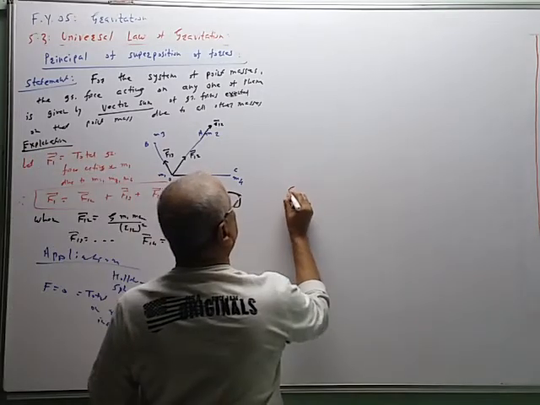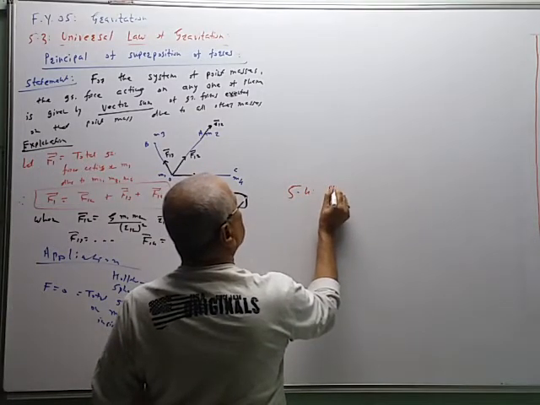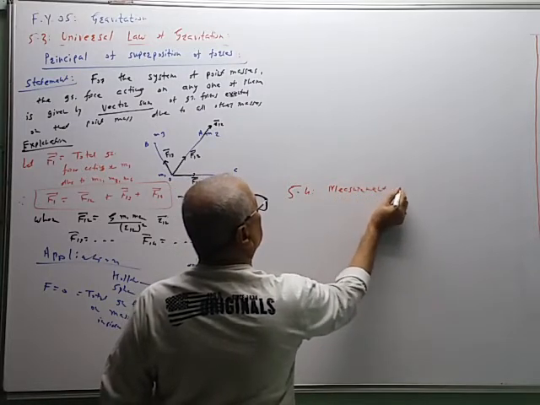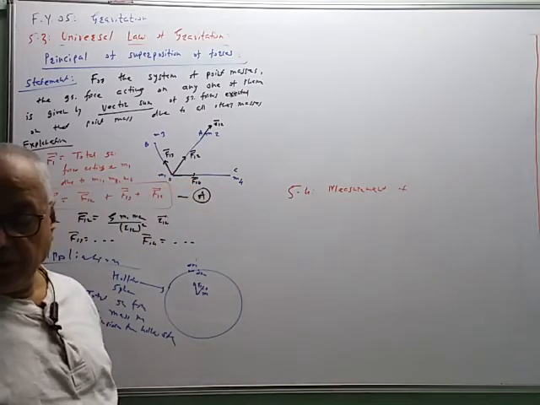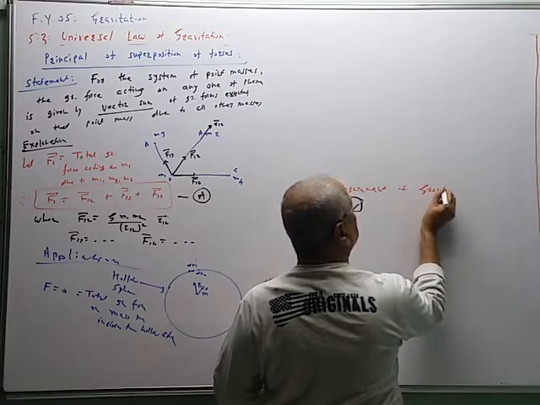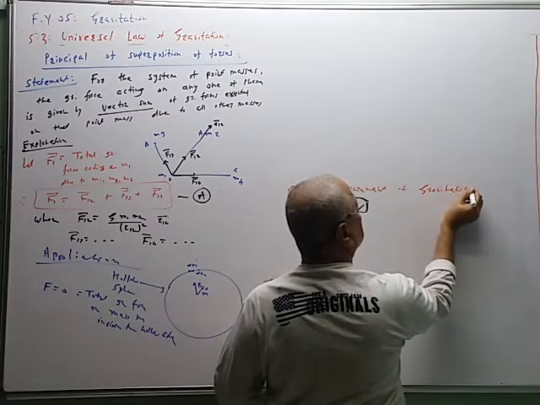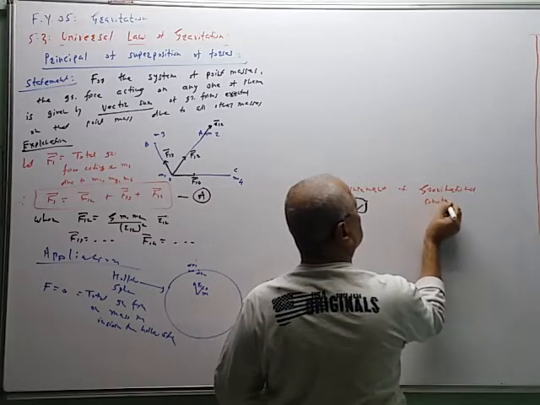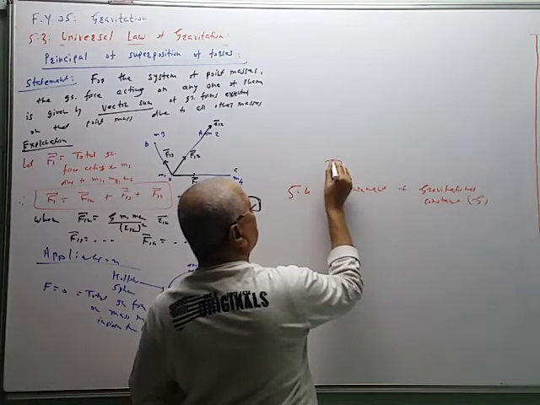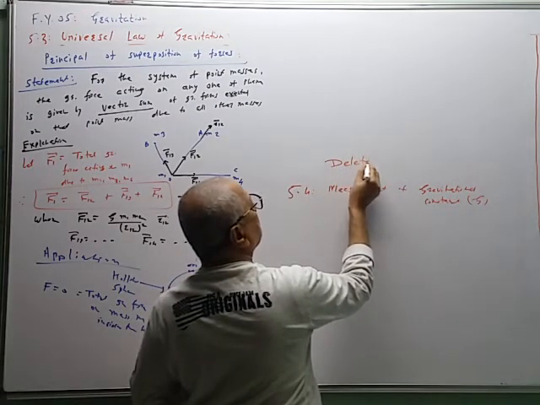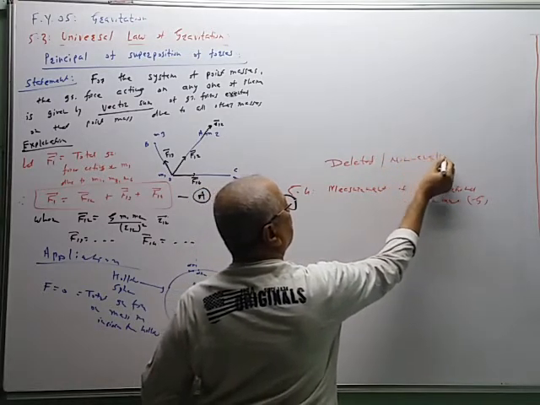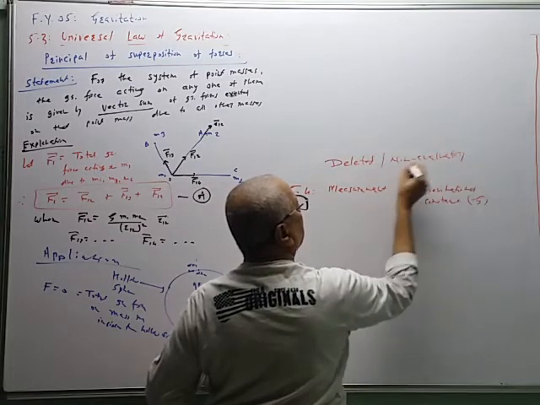The next article is 5.4, measurement of gravitational constant capital G. So this article is deleted, or non-evaluatory article.